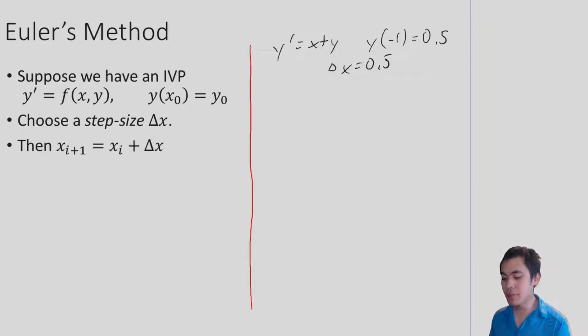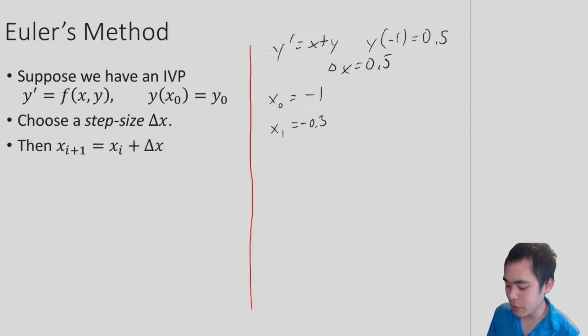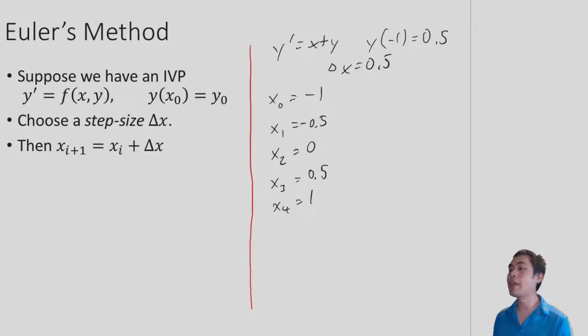Then what we do is we let x sub i plus 1 be equal to xi plus delta x. So x naught here is equal to minus 1. Let's say x1 here is equal to minus 0.5. x2 is equal to 0. x3 is equal to 0.5. And x4 is equal to 1. So these are the points where we're going to evaluate our function. These are sort of like the endpoints of the rectangles for the Riemann sums. And we also had that y naught is equal to 0.5.